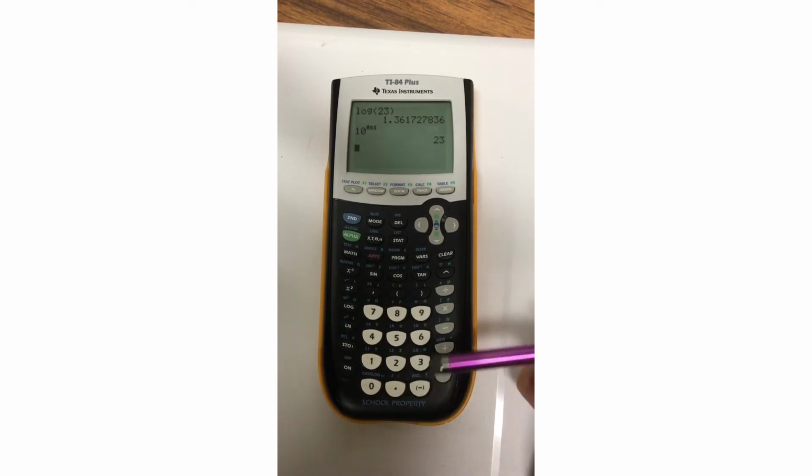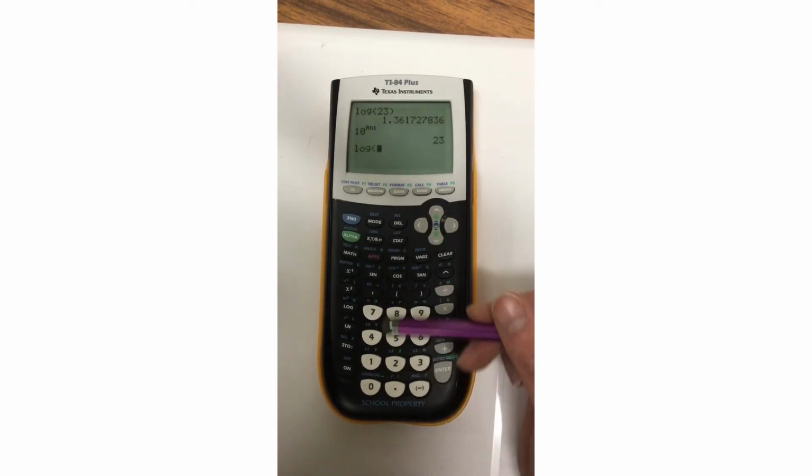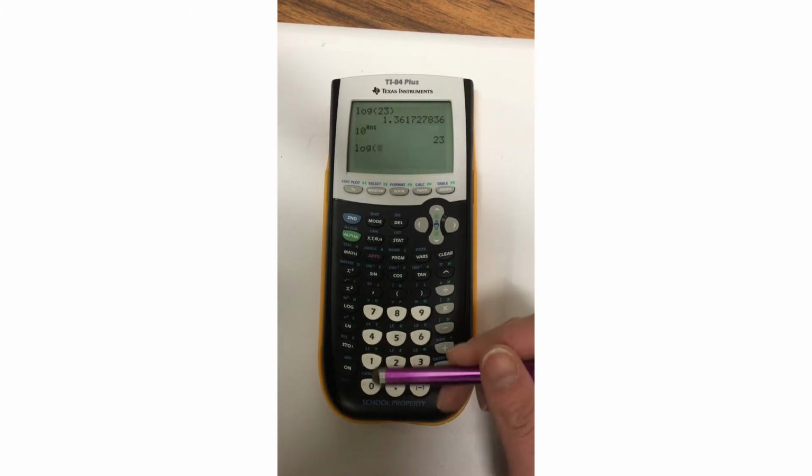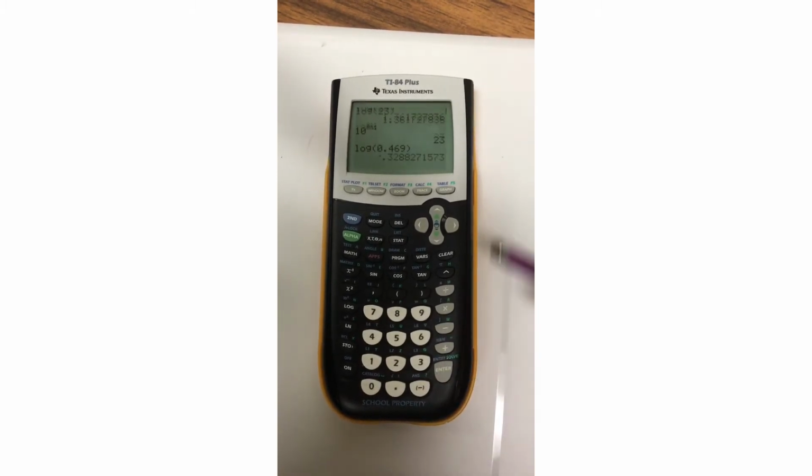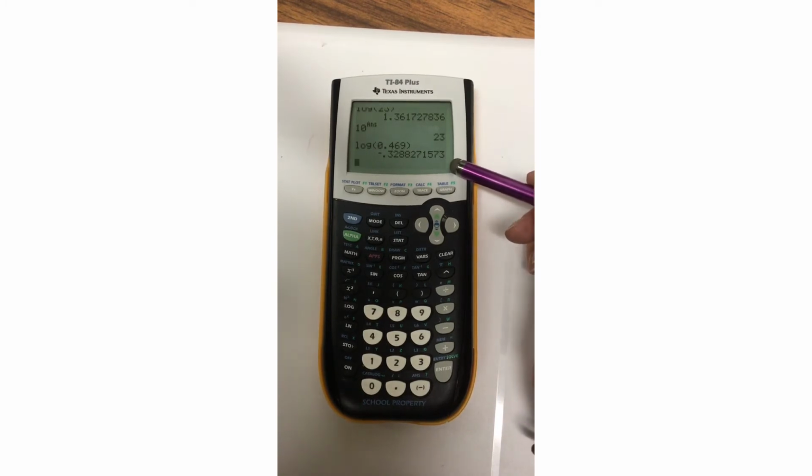So to do the second problem, I'm going to hit log of 0.469. And I get a negative answer. That's okay, you're allowed to get negative answers, and I might round my answer to 2 or 3 decimal spots.